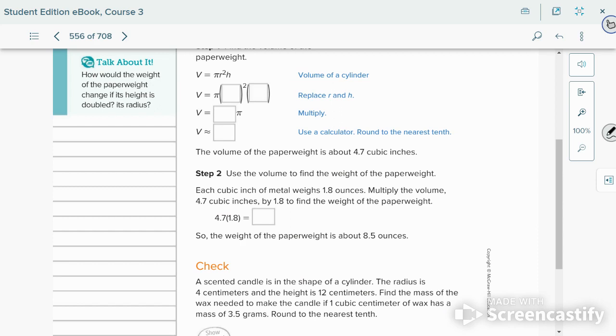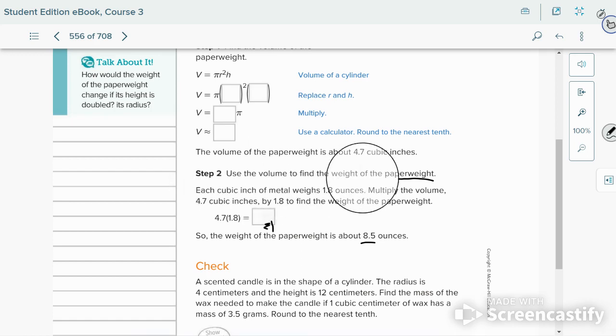Step 2 is to use the volume to find the weight. So it says each cubic inch of metal weighs 1.8 pounds. So now we just multiply the volume of 4.7 cubic inches by 1.8. So that's 4.7 times 1.8. And that comes to, it shows you 8.5, but it actually comes to 8.46. But since we're rounding to the nearest tenth, we're going to round that 4 up to 5.